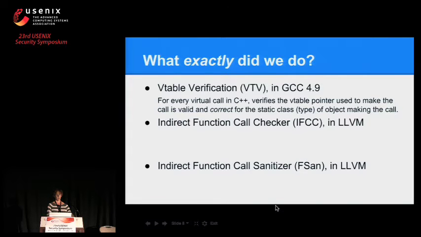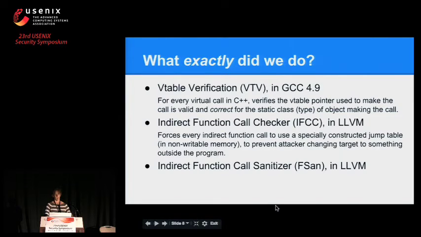The indirect function call checker is a little bit less precise, but it forces every indirect function call in the program to go through a specially constructed jump table that it builds at compile time. This jump table is therefore in the text non-writable section of the program and cannot be overwritten, and therefore this prevents attackers from changing the target of an indirect function call to anything outside of the program.